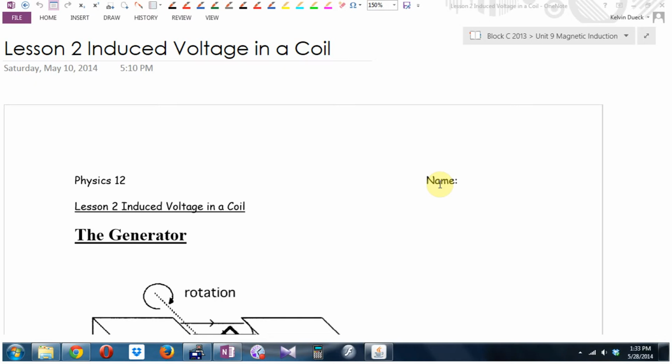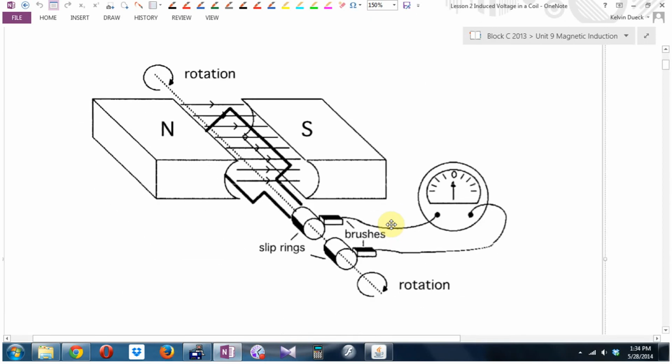Lesson 2: instead of inducing voltage in a wire, let's induce it in a coil of wires. The generator. Here is a very simple prototype of an electric generator. Faraday said, look, if current can create motion, maybe motion can create current. So here was his setup.